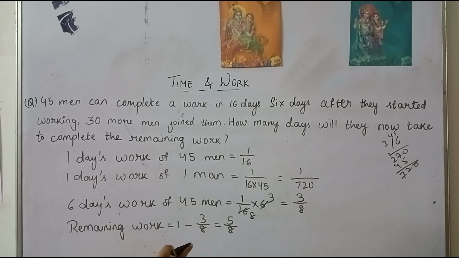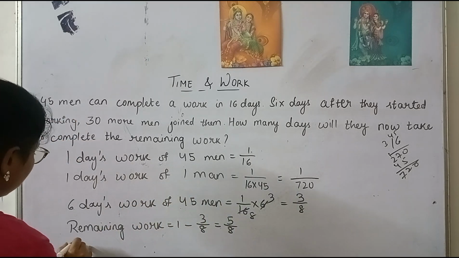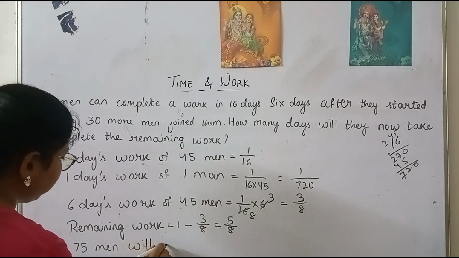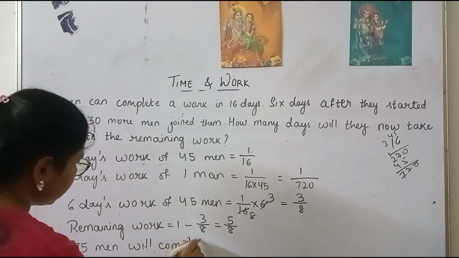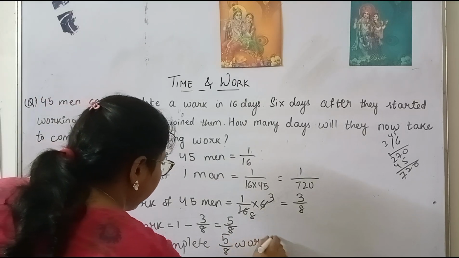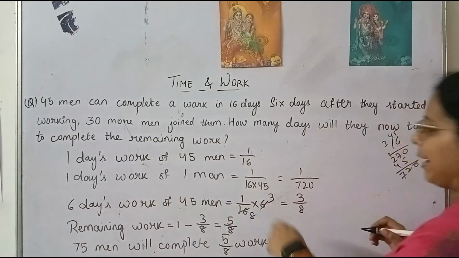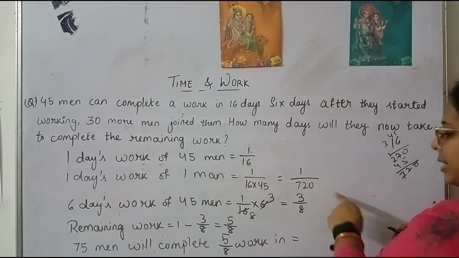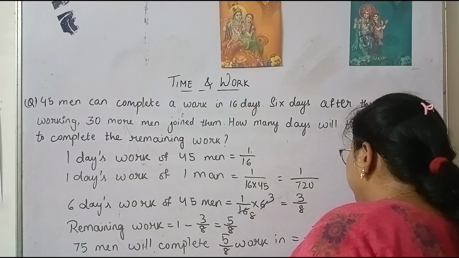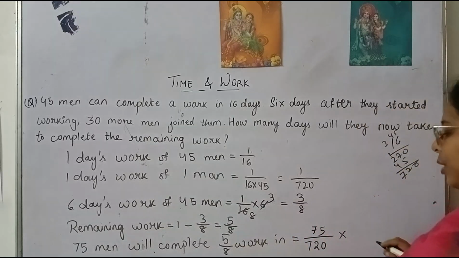Now this remaining work will be completed by how many men? 45 plus 30 men, so 75 men will complete the remaining work in how many days? The question is to find how many days. If 1 man's work is 1/2700, 75 men will be 75/2700. And how much work is remaining? 5/8 work is remaining.